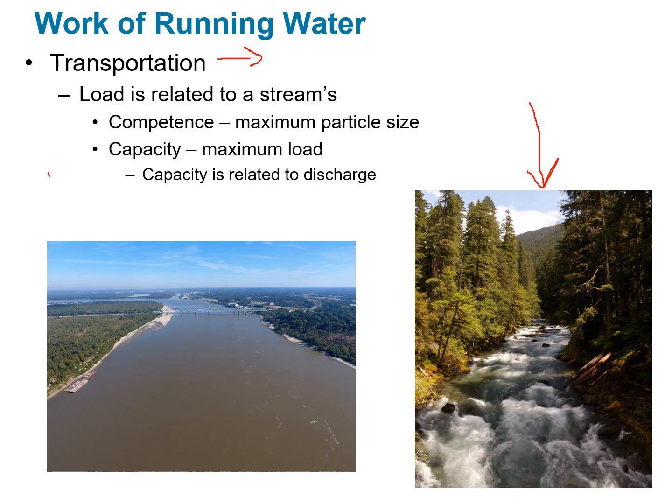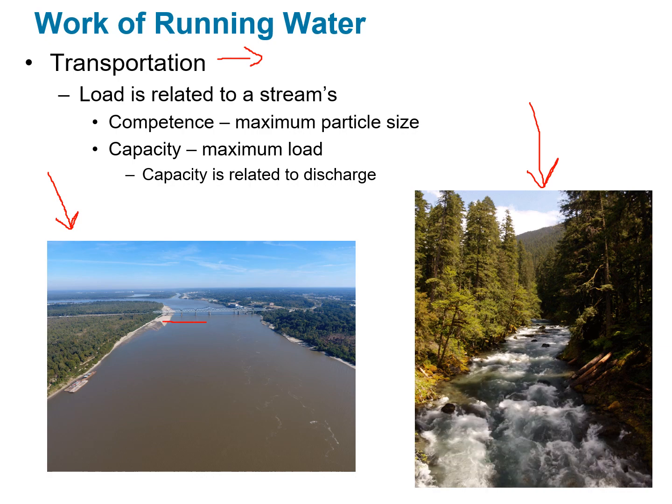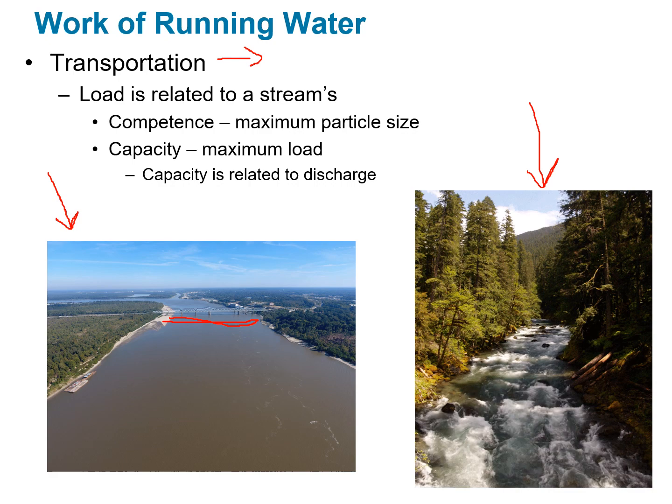Over on this side, this is a slower moving river. This is the Mississippi River. If you notice, it's the Mississippi, lower elevation, closer to the ocean. It's a very wide river. You see that its discharge is really high. It's got a lot of water.